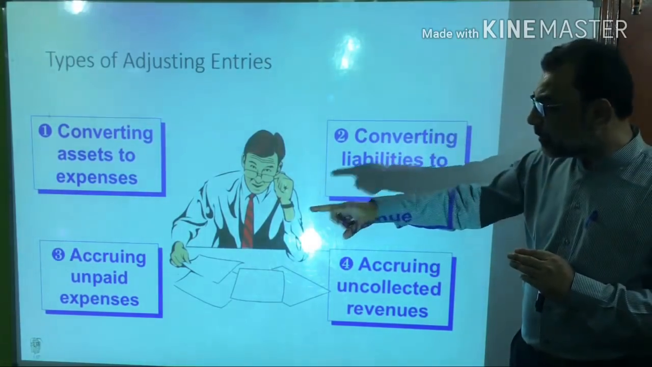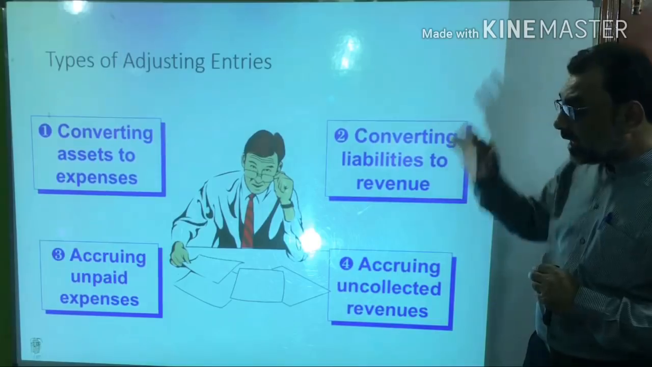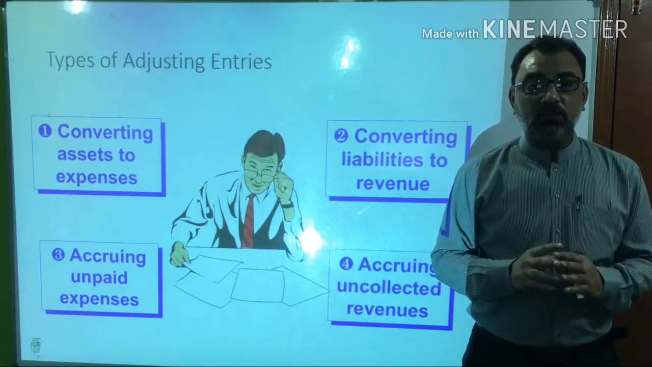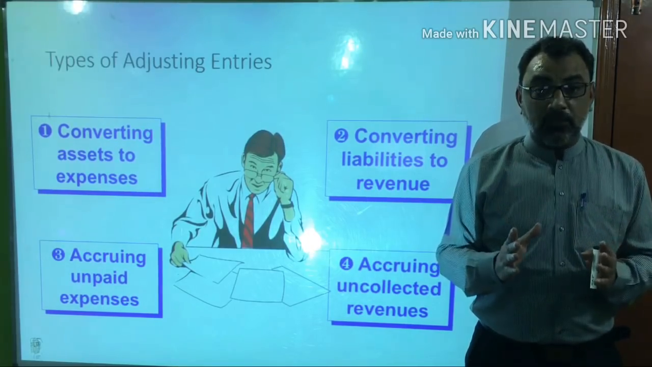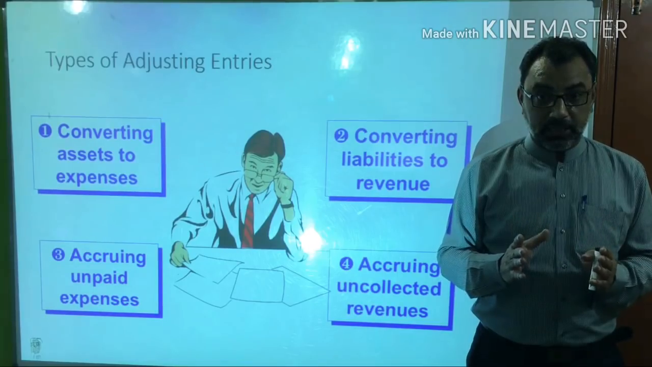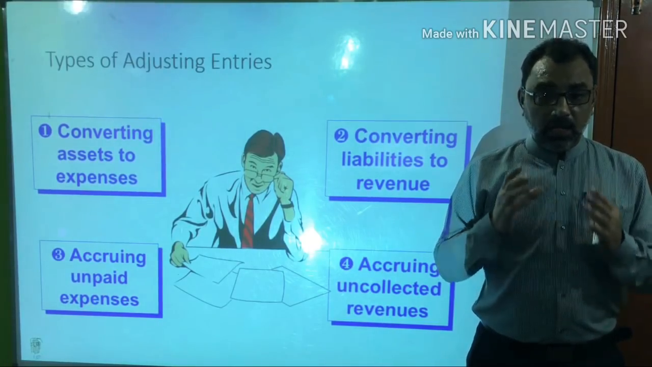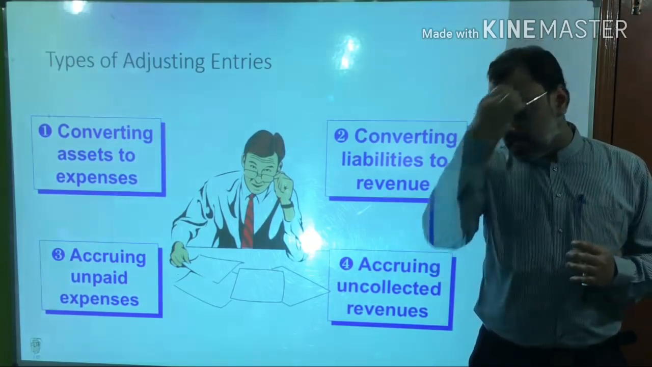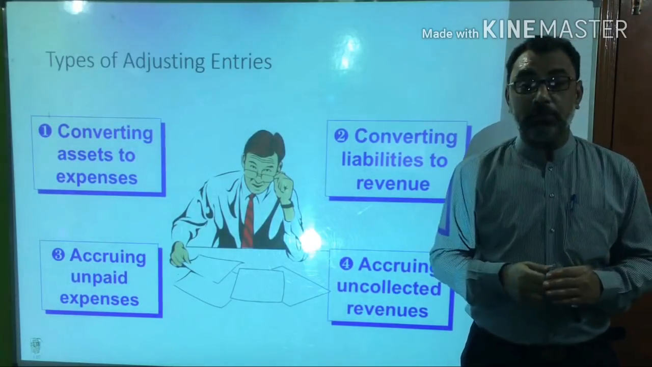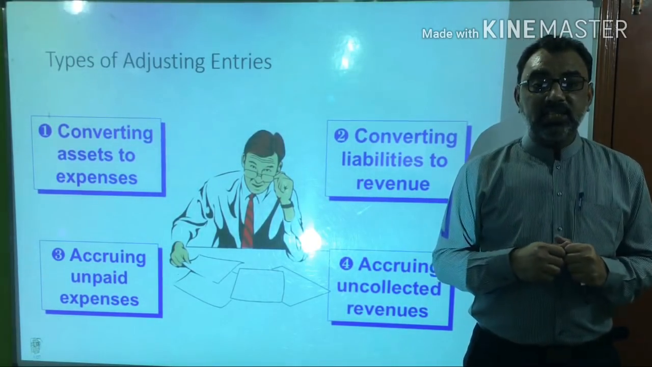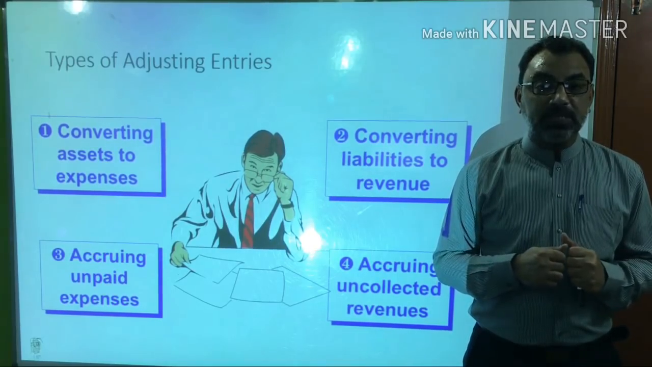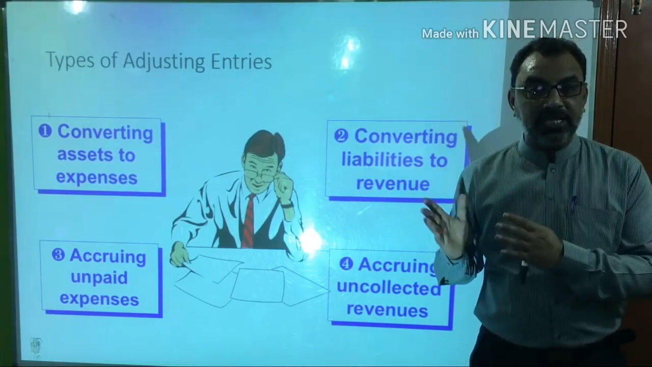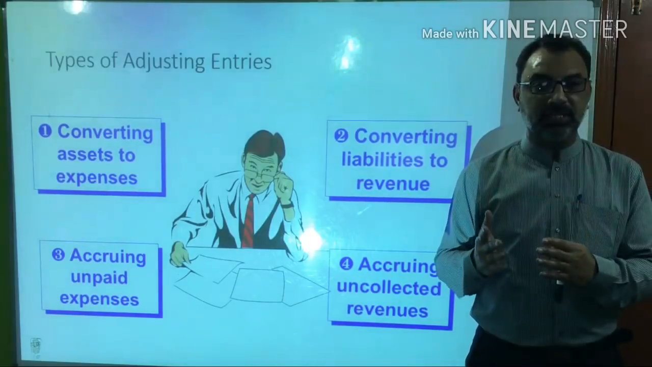The third type of adjusting entry is accruing unpaid expenses. Here, an expense may be incurred in the current accounting period even though no cash payment will occur until a future period. These accrued expenses are recorded by an adjusting entry made at the end of each accounting period. The adjusting entry is recorded by debiting the appropriate expense account, for example, interest expense or salary expense, and crediting the related liability, for example, interest payable and salaries payable.